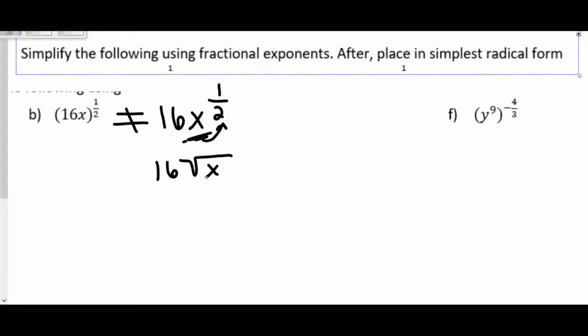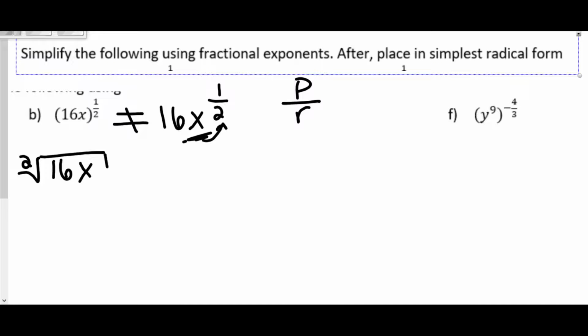This one, however, I'm just going to erase this, is attached to the 1/2. So this fractional exponent, if I remind you, it's power over root. So this tells us that the root has an index of 2, and it's all being raised to a power of 1. So the square root, this 16 would be in it, and so would this x. And that's because it's all being raised to the 1/2 power. Unlike this one, when the 1/2 was just attached to the x.